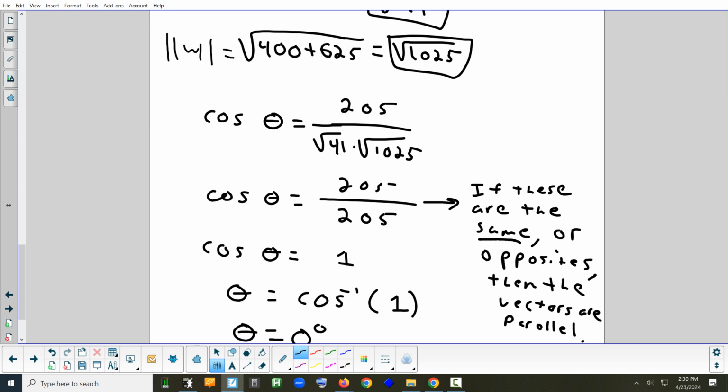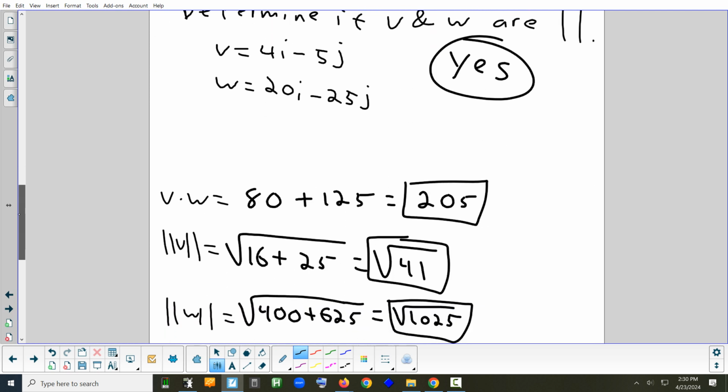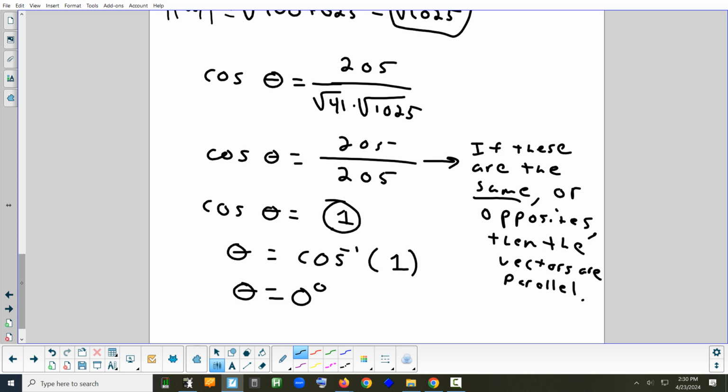When they're the same and we divide them, we get a 1 here. What if they were opposites? Negative 1 would be there. So another way to say it is, if this number comes out to 1 or negative 1, they're guaranteed to be parallel. But you don't know if this number comes out to 1 or negative 1 until you figure basically everything out. And that's how you can figure out if vectors are perpendicular, orthogonal, or parallel. Any questions on that? Okay.